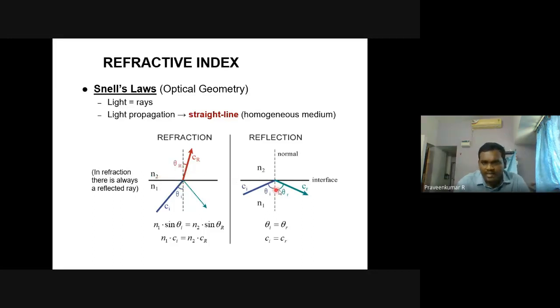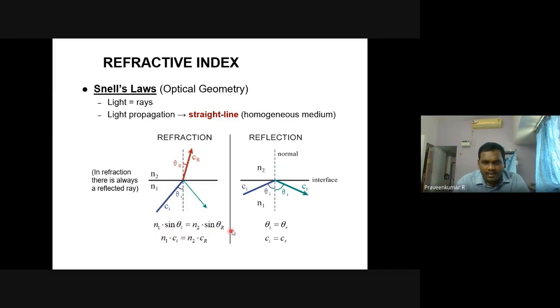So this is the idea of refraction. You can see this diagram. This is the incident angle or incident light wave with respect to the normal line. It makes an angle of theta I. Then some amount of energy will be reflected back to the same medium. So that is the reflected signal, that is CR. This is the refracted signal, that is capital CR. So this is the difference between the refraction and the reflection.